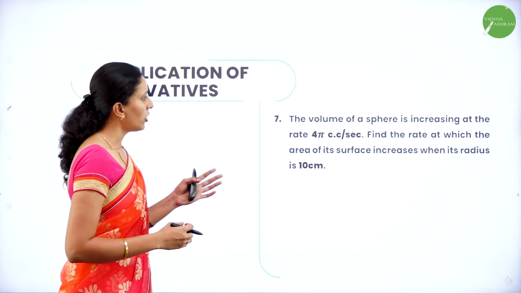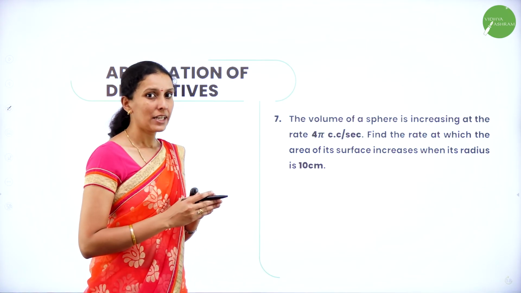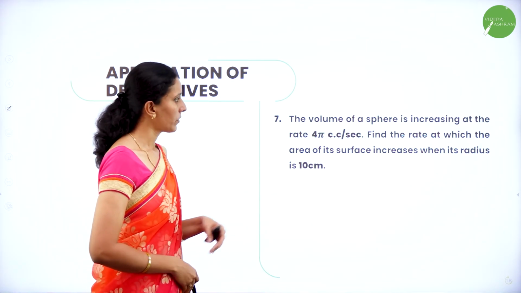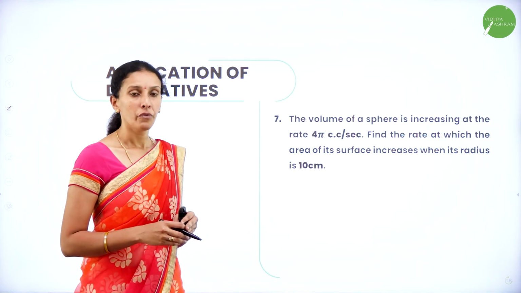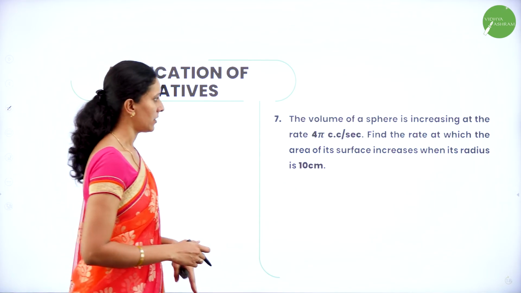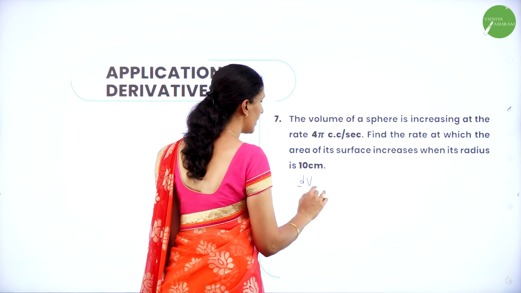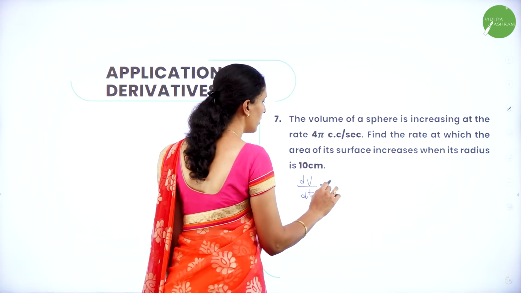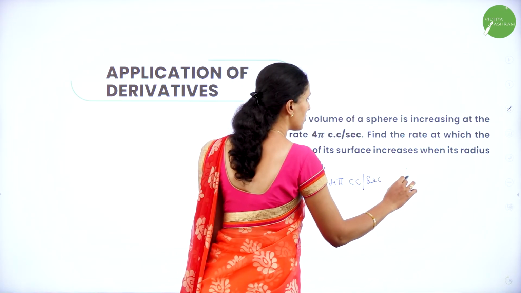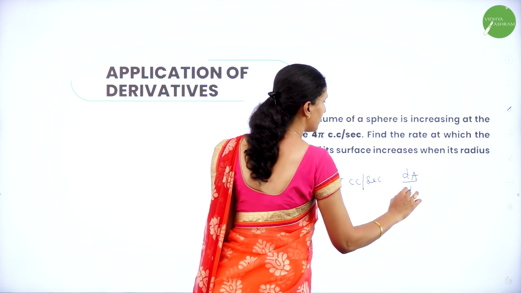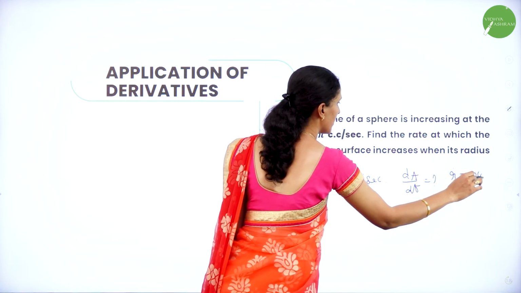Next, the volume of a sphere is increasing at the rate of 4 pi cubic centimeter per second. Find the rate at which the area of its surface increases when its radius is 10 centimeter. So they have given volume of a sphere changes, that is dV by dt. Change in volume is 4 pi cubic centimeter per second. We need to calculate the change in area whenever radius is equal to 10 centimeter.